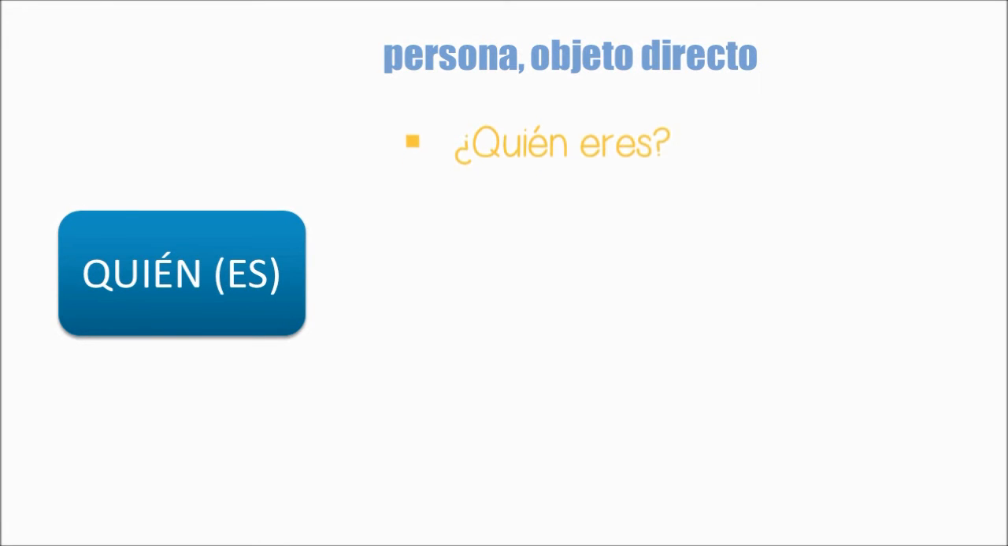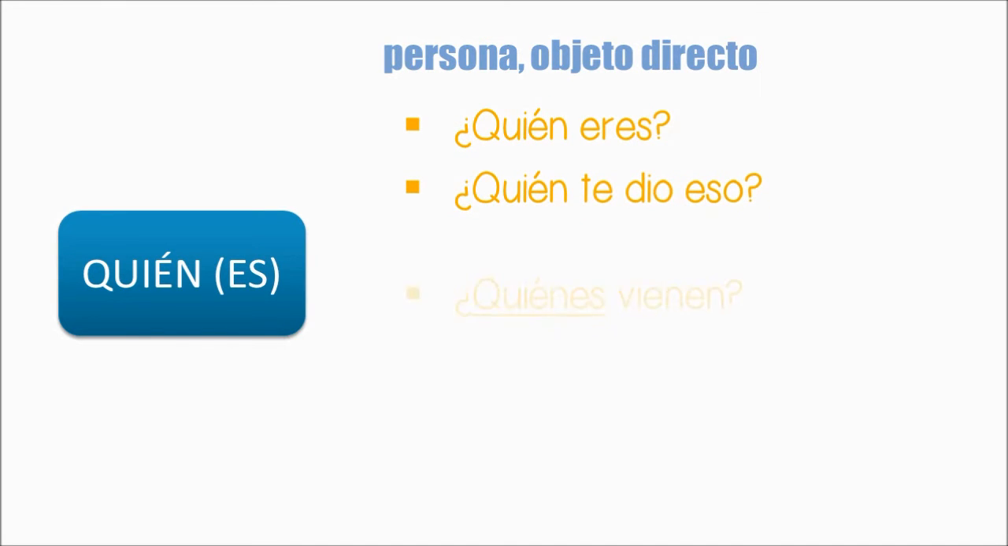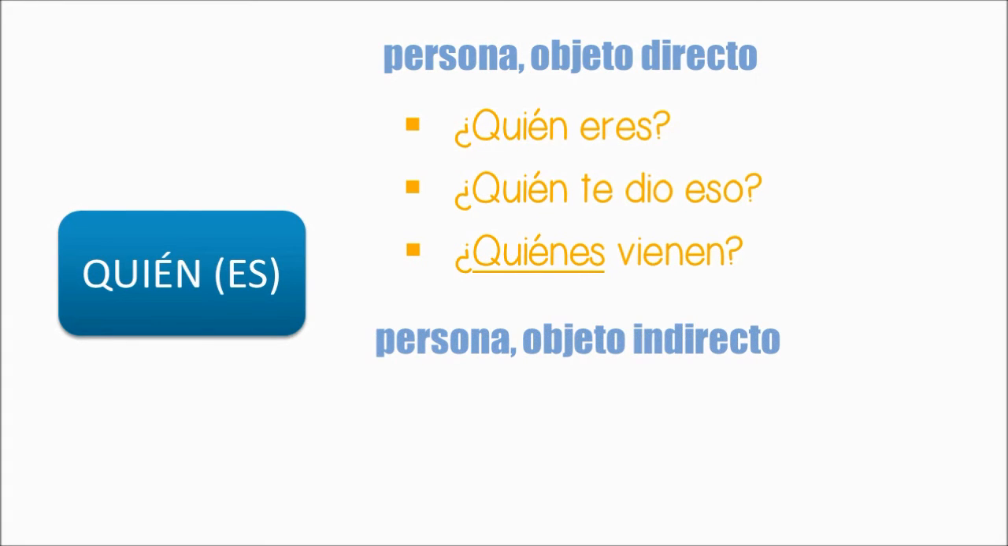¿Quién? The plural form is quiénes. It is used when the subject of a sentence is a person. Let's see some examples when it refers to a direct object. ¿Quién eres? ¿Quién te dio eso? ¿Quiénes vienen? Now, when you want to ask about an indirect object, you have to add a preposition before quién or quiénes.